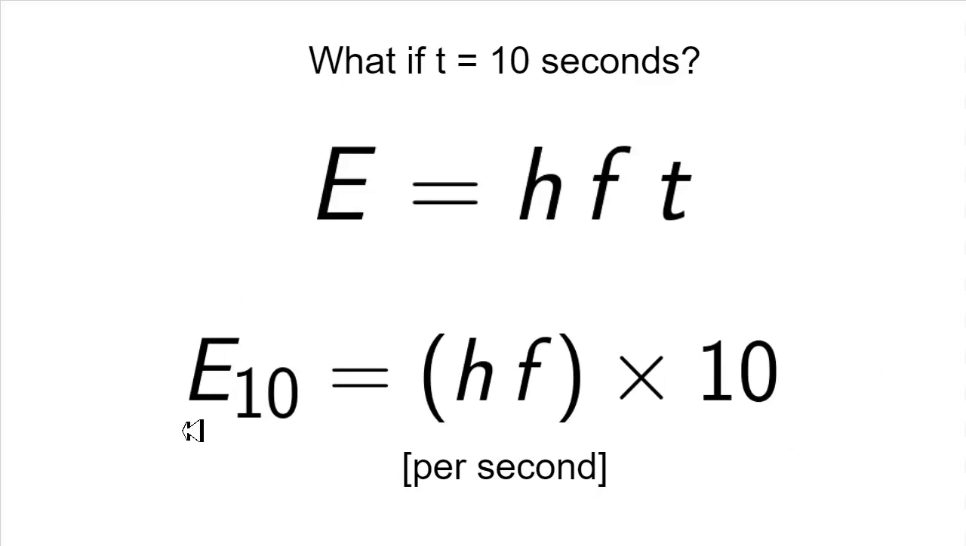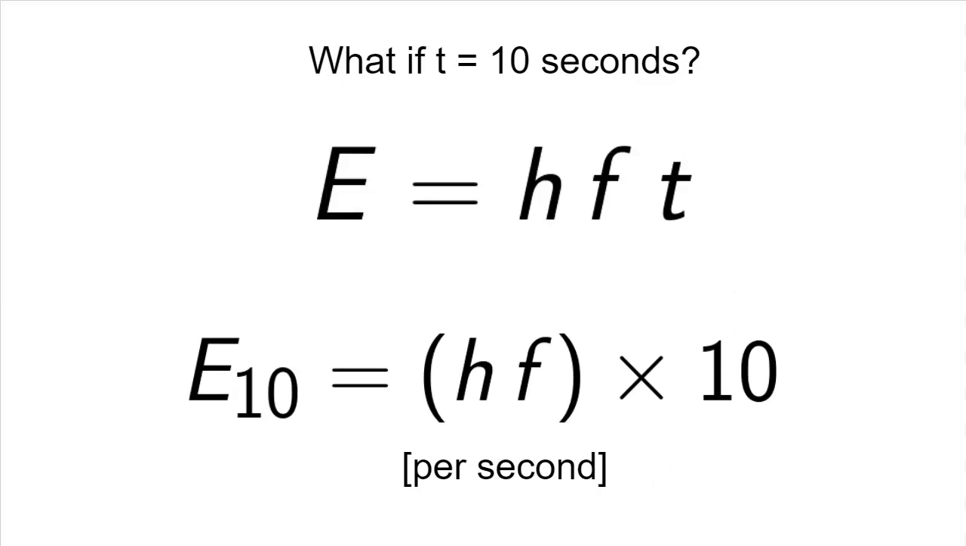So the total energy of a 10-second experiment is equal to Planck's constant times the frequency of light times 10 seconds. And so if you want the energy in terms of 1 second, you divide both sides by 10. So this seems fairly straightforward to me. This seems actually very obvious to me now that I'm saying it.